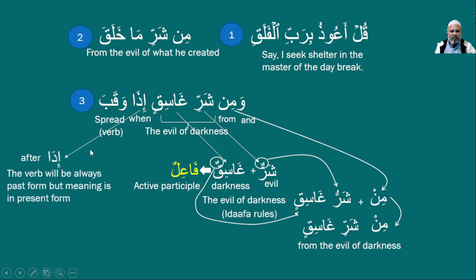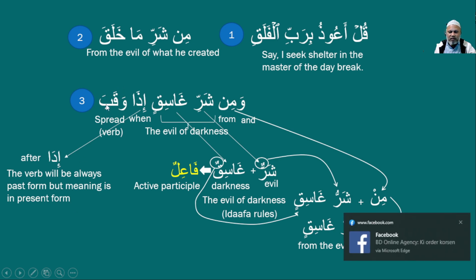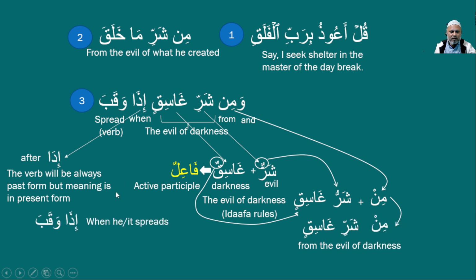This is always the first form of the verb, third person singular number. So after iza, the verb will always be in the past tense, but the meaning will be in the present tense. Like iza waqaba means when he spreads or when it spreads. This waqaba is past tense, but here the meaning is present tense.